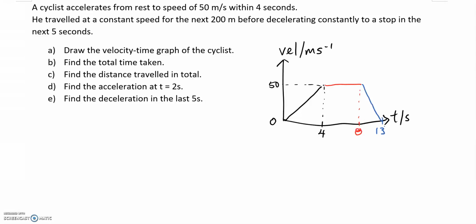Right, now for part B, we are supposed to find the total time taken. So by drawing the velocity time graph, we found out that the total time taken is 13 seconds. Now for part C, we would like to find the total distance traveled. So the distance traveled in total is the total area under the graph. So the area under a VT graph, where VT stands for velocity time, is equal to the distance traveled.